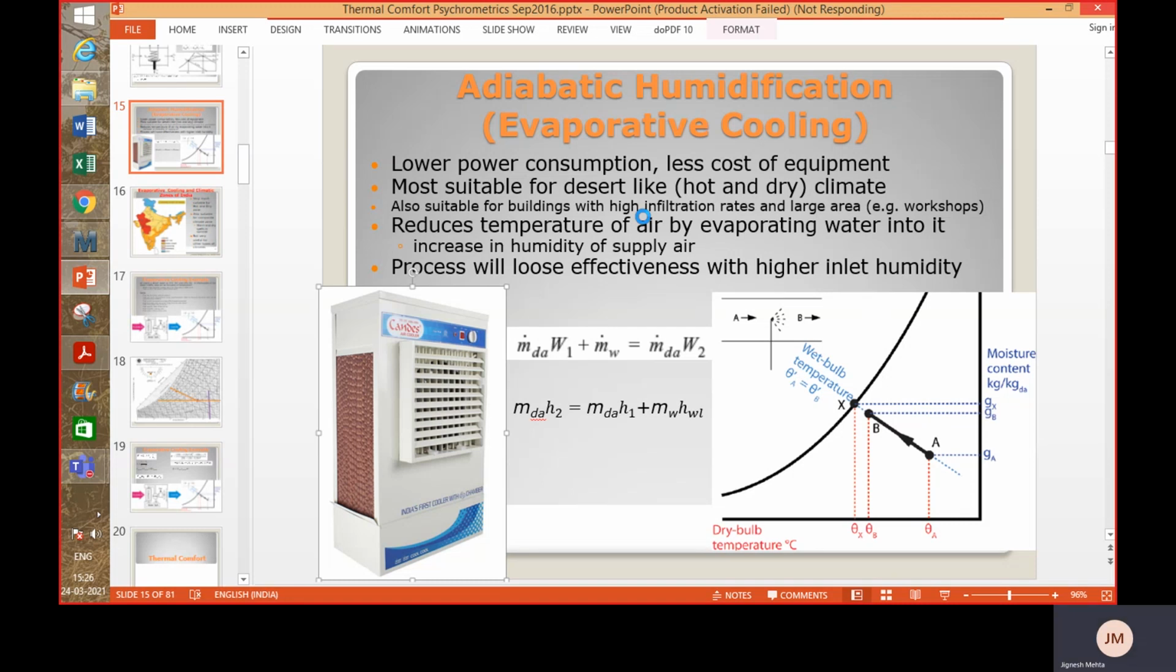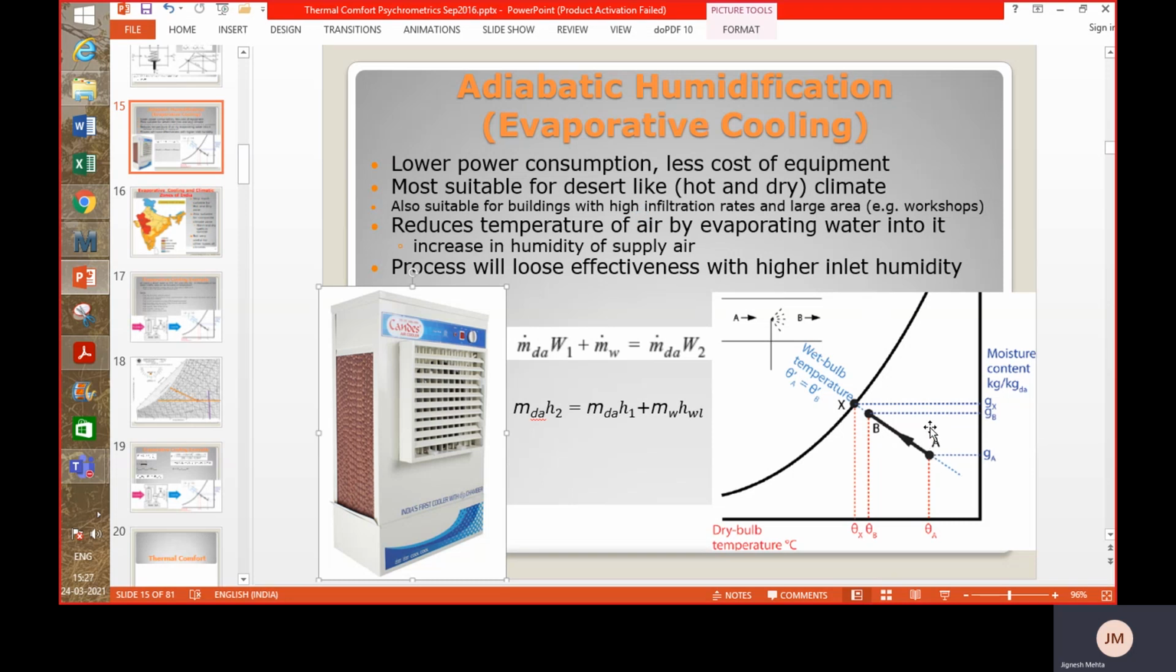So basically in this process, the temperature of the air is reduced by evaporating water into it. And this obviously increases the humidity in the supply air. So only if at point B the humidity is not very high, it can provide comfort conditions. And the process will lose its effectiveness with higher inlet humidity. So if point A already has a high humidity ratio, then the length of the line AX cannot be very long, right?